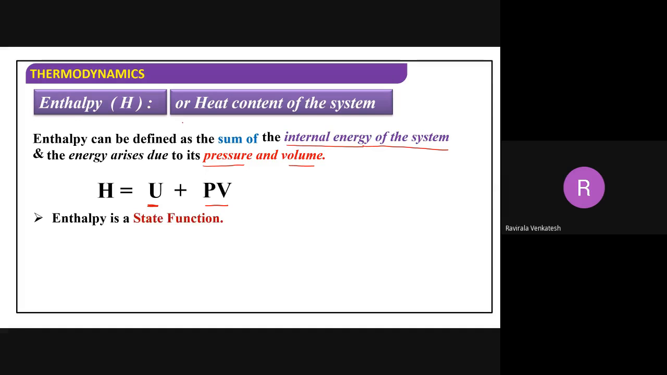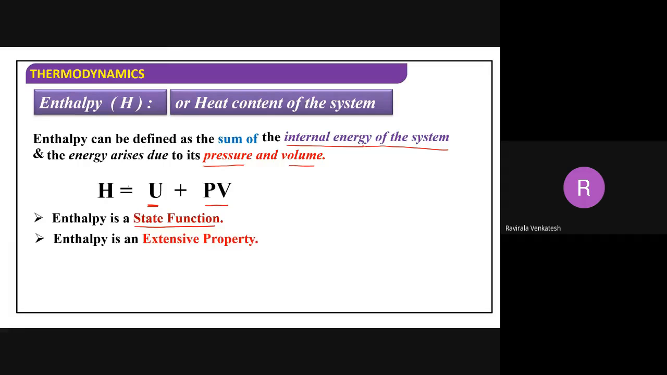Next, enthalpy is definitely a state function, beta. It's a state function. That means enthalpy depends upon the initial and the final state, but not on the path. How the change is occurring, it does not depend. Enthalpy depends on the initial state and the final state. Being a state function, we can write delta H.